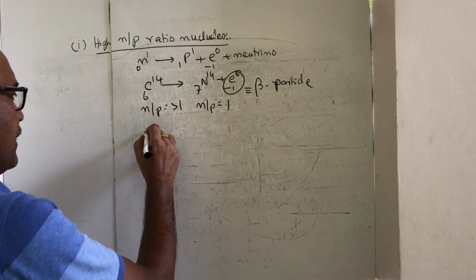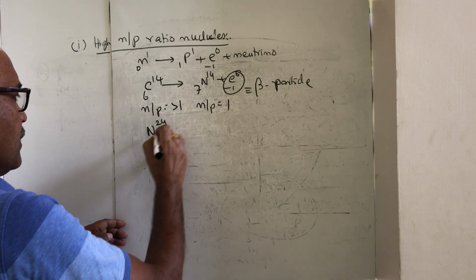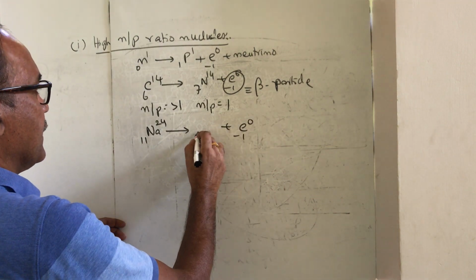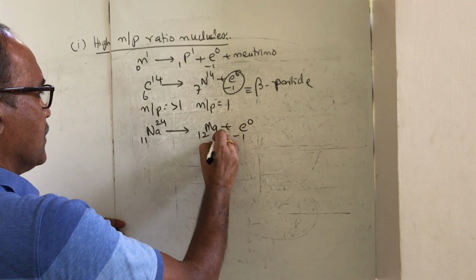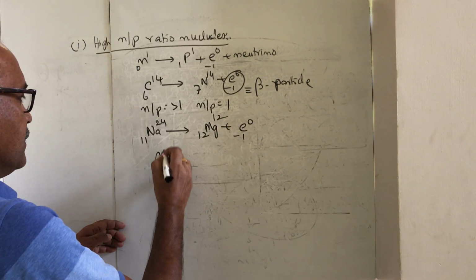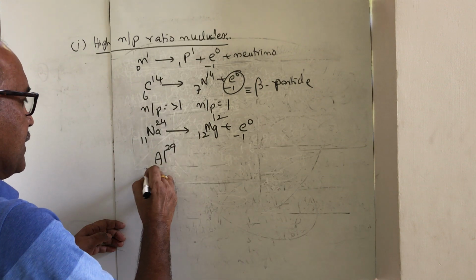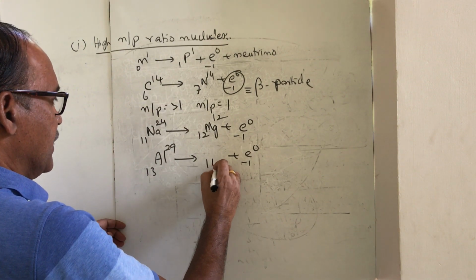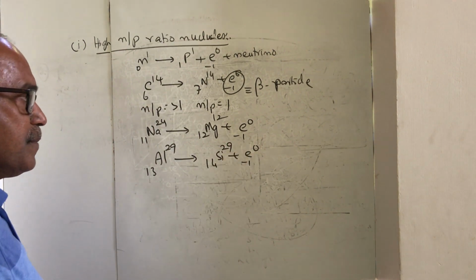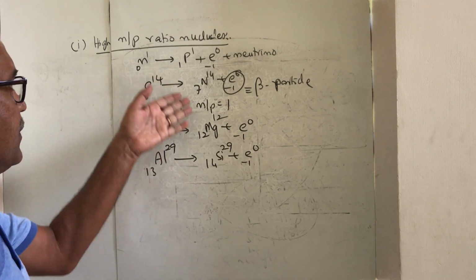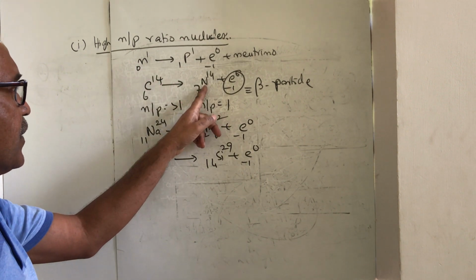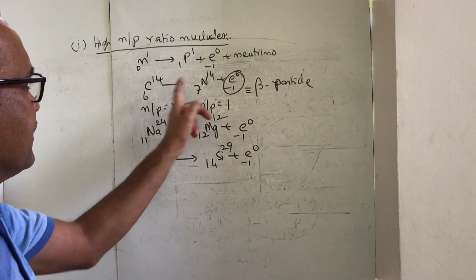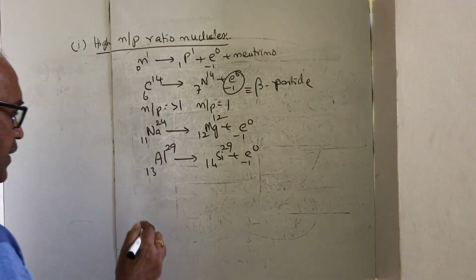Many examples can be given: sodium-24, atomic number 11, gives magnesium-24, atomic number 12, and aluminum-29, atomic number 13, gives silicon-29, atomic number 14. So the stability is attained. This is the daughter nucleus. The daughter nucleus attains stability while emitting the beta particle from the parent nucleus.